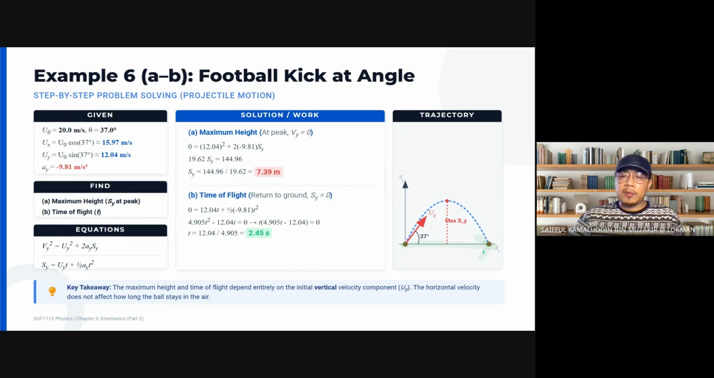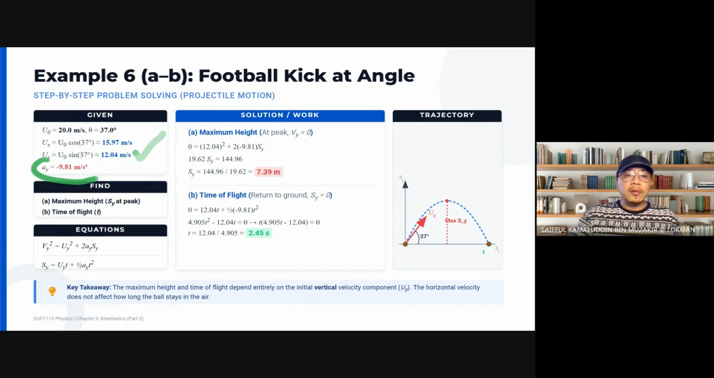At the pinnacle top over here, our VY equals 0. Okay, remember. Now, if U is given, you could calculate UX and also UY. Calculate that first, right? U is given as 20 meters per second, angle is given as 37 degrees. So you could calculate UX using U cos theta. You got 15.97 meters per second. And how about UY? You could calculate using U sin theta, right? You got 12.04 meters per second.